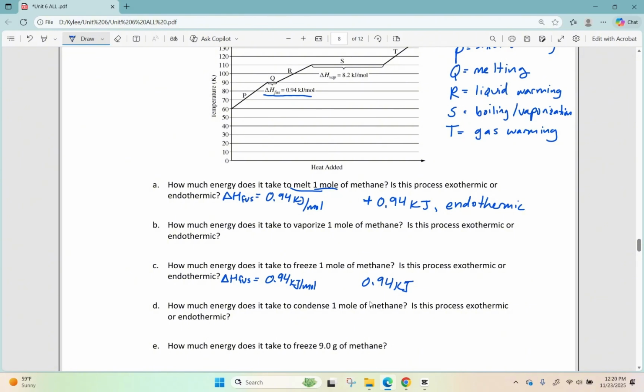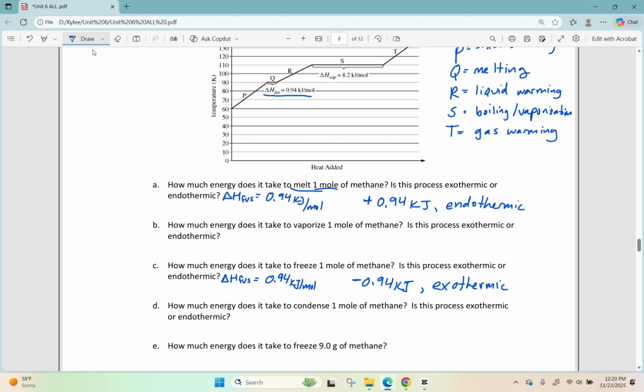The difference here is that when you freeze, you have to take energy away from the system. So I need it to lose 0.94 kilojoules. And that's why this is going to be an exothermic process.